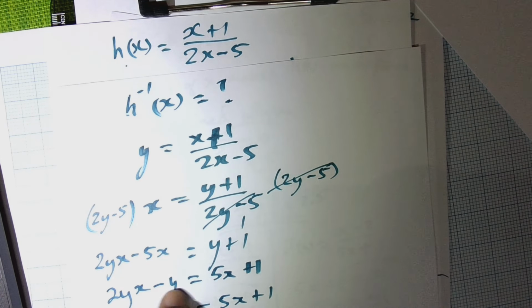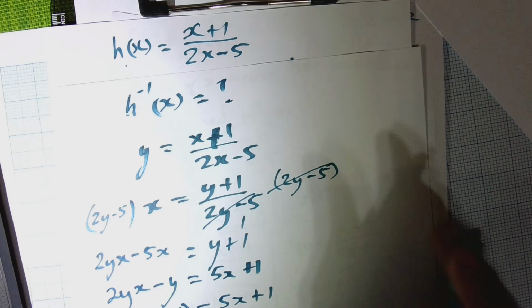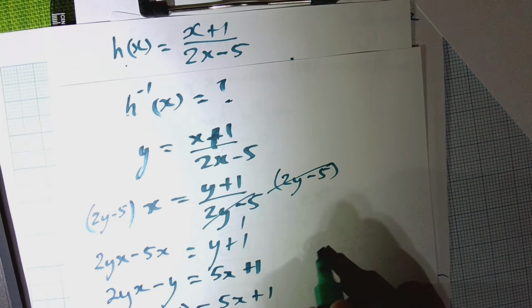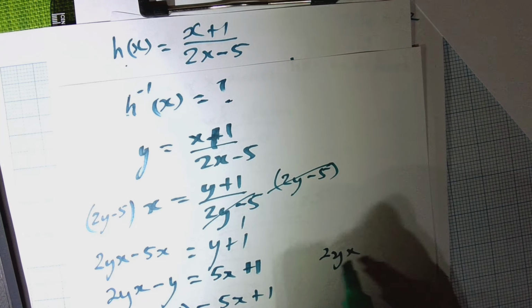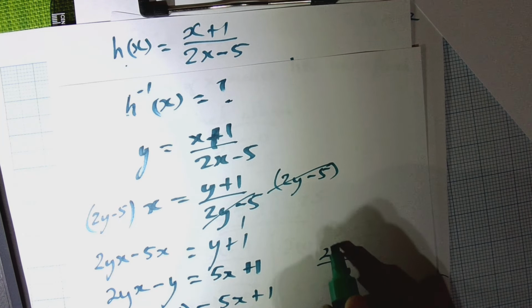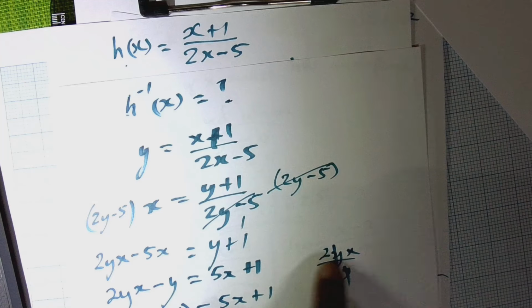How do we get that when we have two y's here? Well, we factor out y. We divide this by y. So let's look at it. I divide 2yx. I want to get y out of it, so I divide by y. And that leaves me with what? Just 2x.